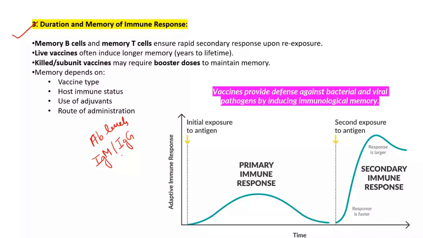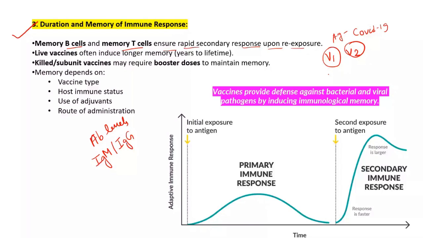So memory B cells and memory T cells ensure a rapid secondary response upon re-exposure. As I was saying previously, suppose you have vaccine 1 and vaccine 2, two different vaccines for a particular antigen, let's suppose for COVID. So how will you say that V1 is better or V2 is better? If you have to give a recommendation to a patient on which one to take, you will recommend on the basis of effectiveness, on the basis of how much immunological memory it is inducing.